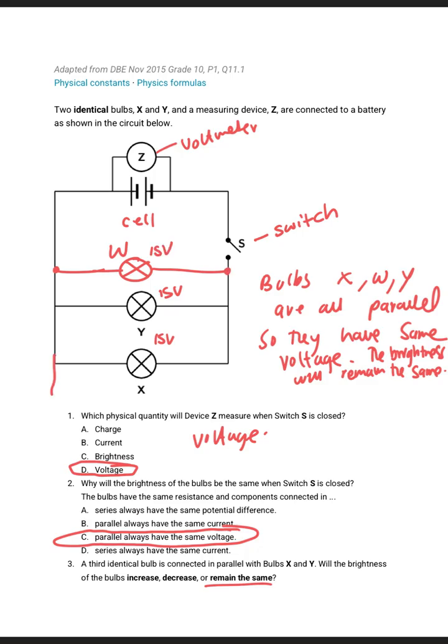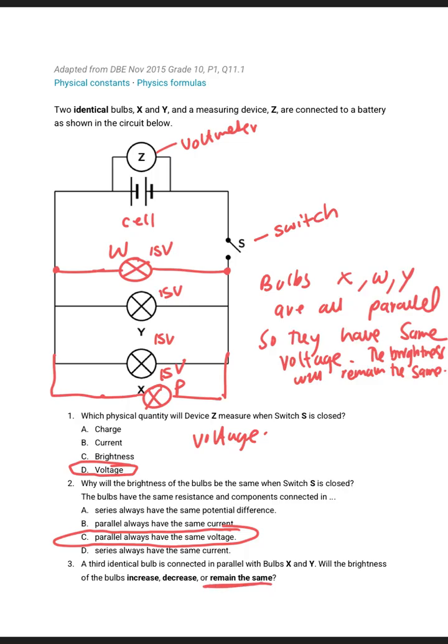If we include another bulb and connect it here, bulb P maybe, we're still going to have the same thing. We're still going to have 15 volts. It won't affect the brightness. Very important to notice, right? So the answer here will be, it will remain the same.